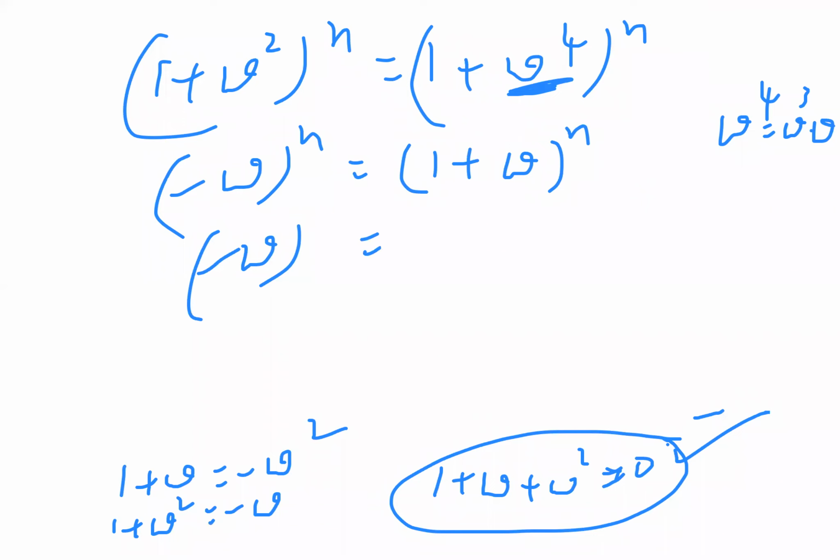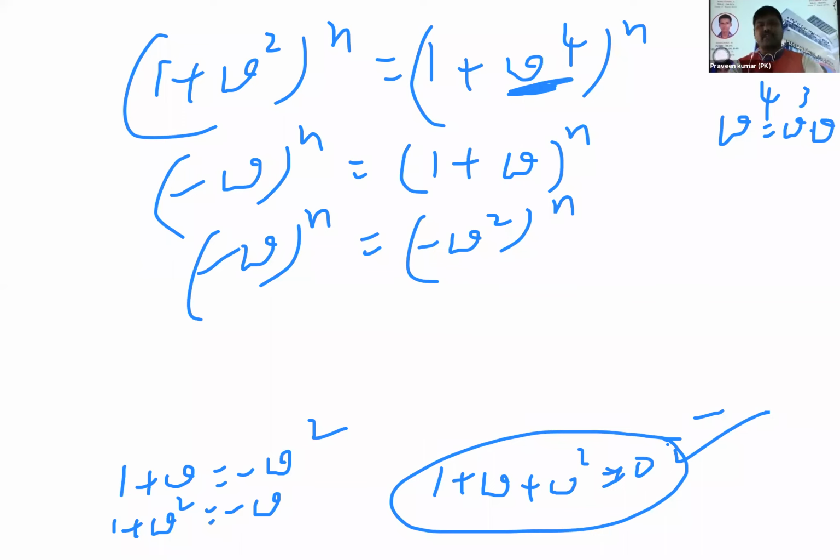Okay. Yes, sir. Thank you, sir. Okay, so 1 plus omega means minus omega square, whole power n. Now, how much are we substituting in place of n? These both are equal. Just now we discussed, in place of n, 3 means both are equal, no? n is equal to 3.